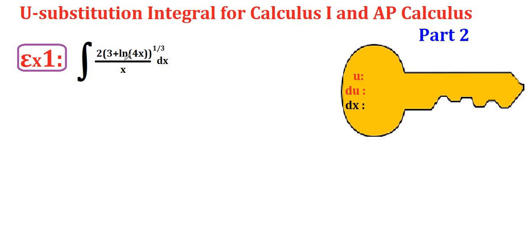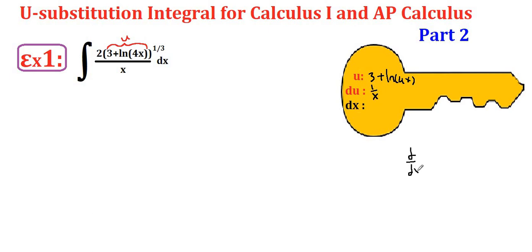Example 1. We're going to call this part of the integrand u, because we have ln of some number raised to some power. So let u become 3 plus ln of 4x. Then du will be the derivative of this. The derivative of 3 is 0. The derivative of ln of 4x is 1 over x.